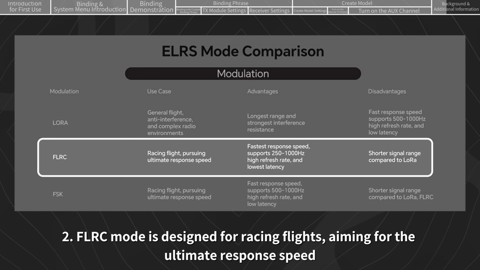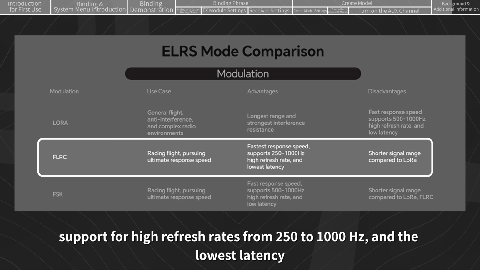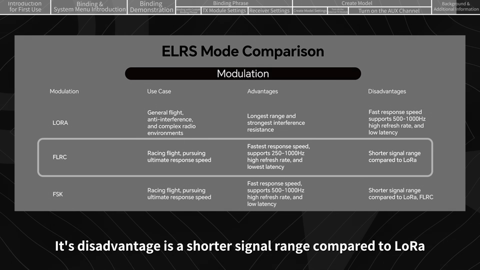2. FLRC mode is designed for racing flights, aiming for the ultimate response speed. Its advantages are the fastest response speed, support for high refresh rates from 250 to 1000 Hz, and the lowest latency. Its disadvantage is a shorter signal range compared to LoRa.